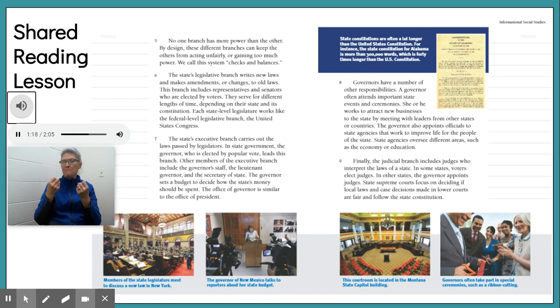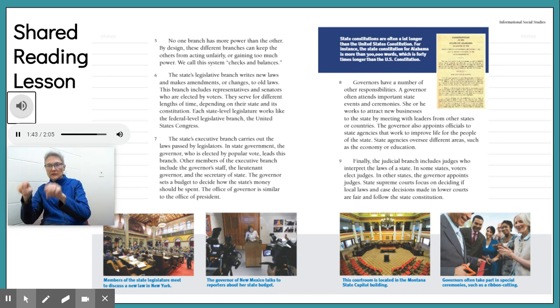A governor often attends important state events and ceremonies. She or he works to attract new businesses to the state by meeting with leaders from other states or countries. The governor also appoints officials to state agencies that work to improve life for the people of the state. State agencies oversee different areas, such as the economy or education.